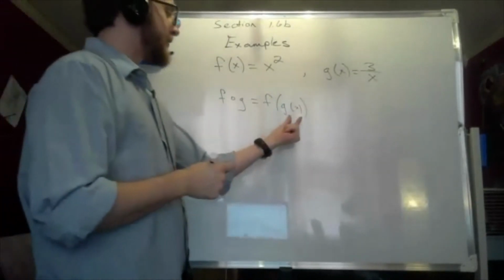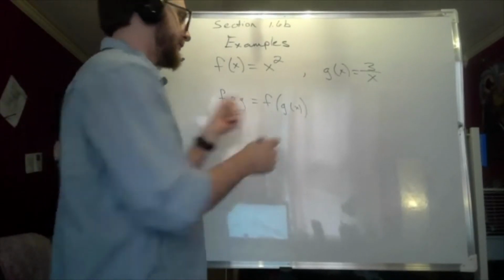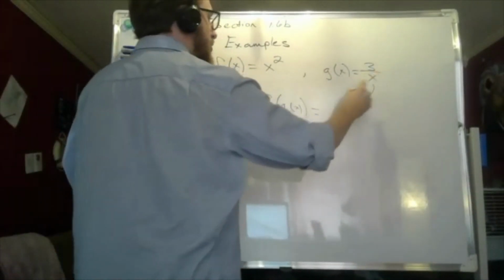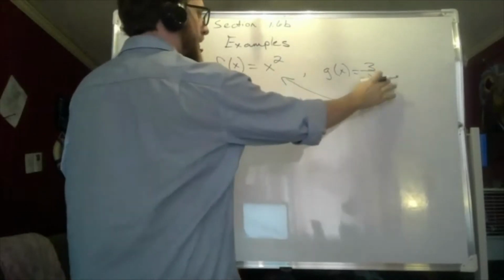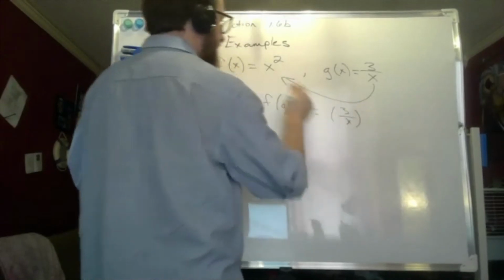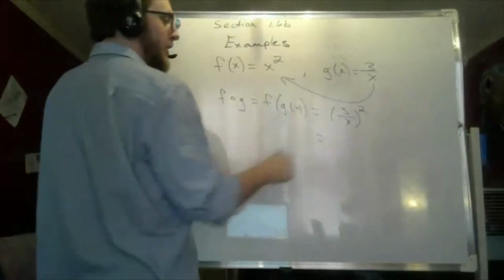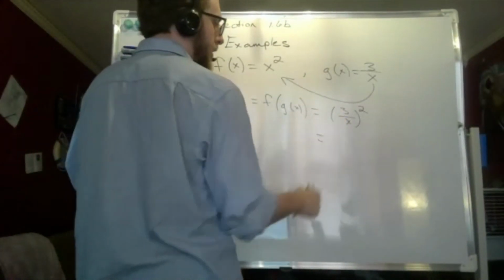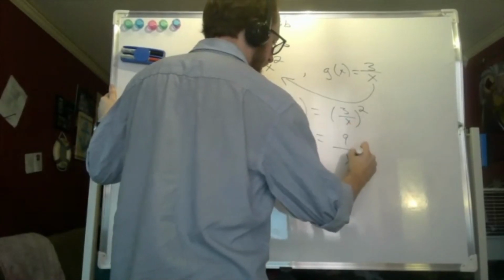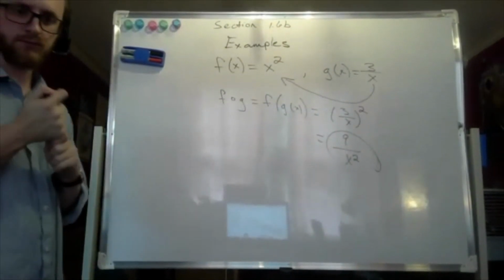So again, take whatever is on the inside of this, g of x, and we want to plug it in for f. So g of x is 3 divided by x. We want to plug that in over here. Make sure we keep this in parentheses. So we're going to have 3 divided by x squared. And then remember, when you square a fraction, you square both the numerator and denominator. And so for this, we're going to get 9 divided by x squared as our final answer.